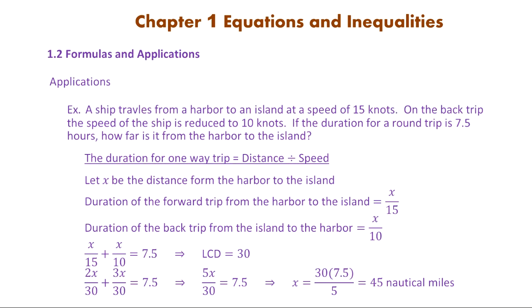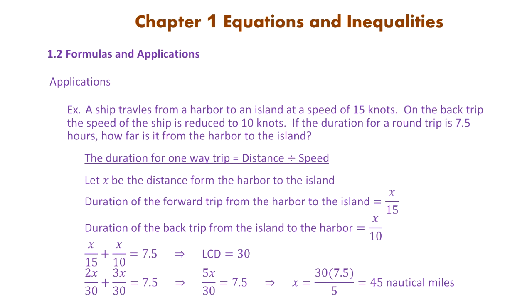He travels from the island to the harbor. So this is the round trip. On the back trip, the speed of the ship is reduced to 10 knots because of the wind. We know the duration for a round trip is 7.5 hours. In total, it takes 7.5 hours for a round trip. How far is it from the harbor to the island? What's the distance between the harbor and the island?